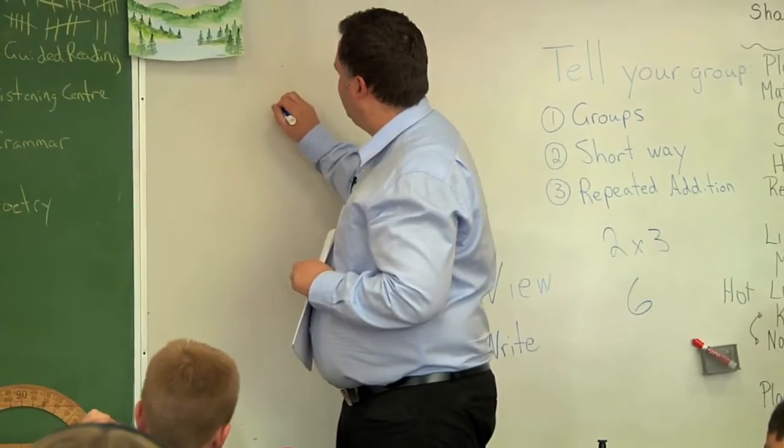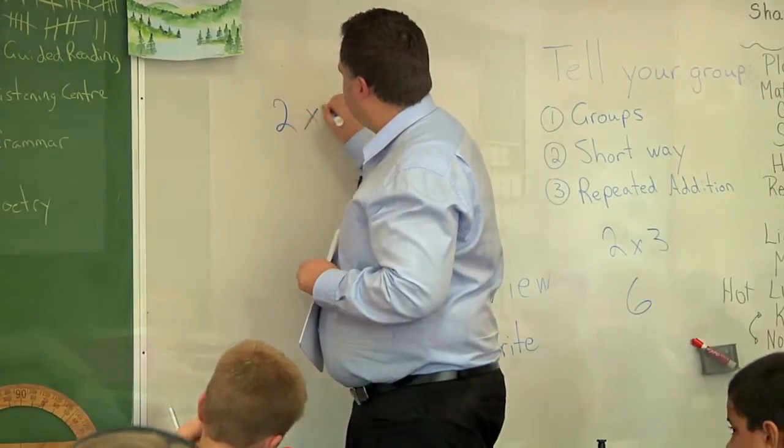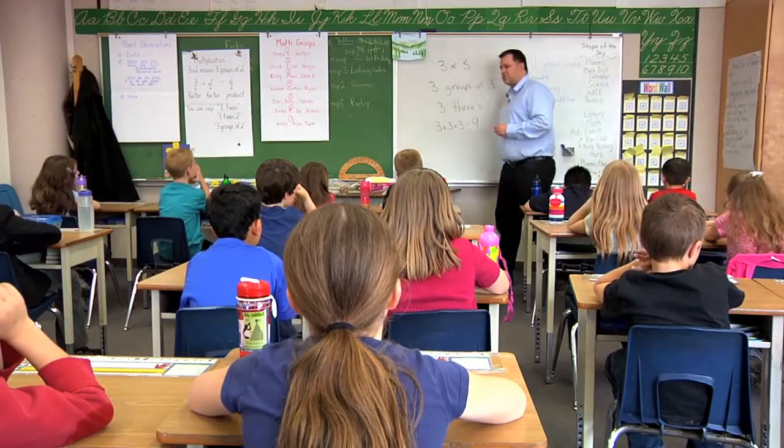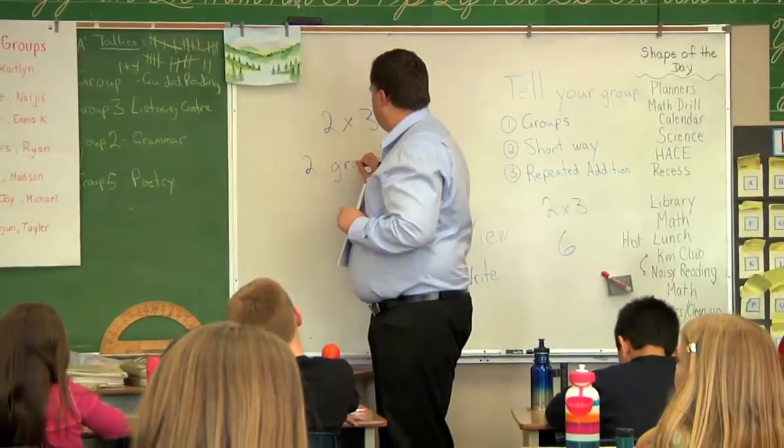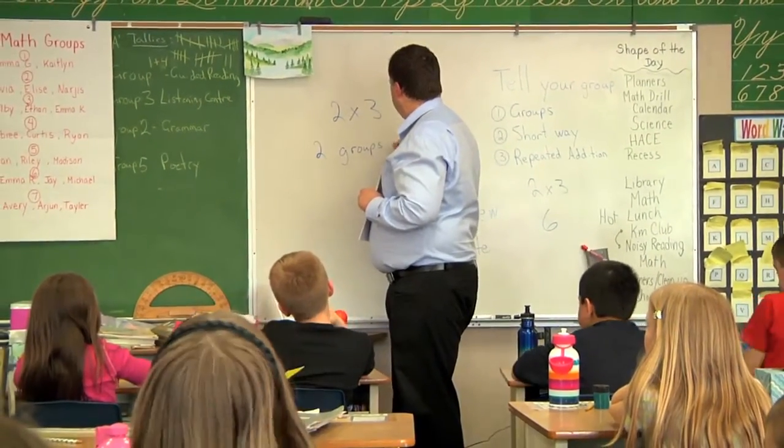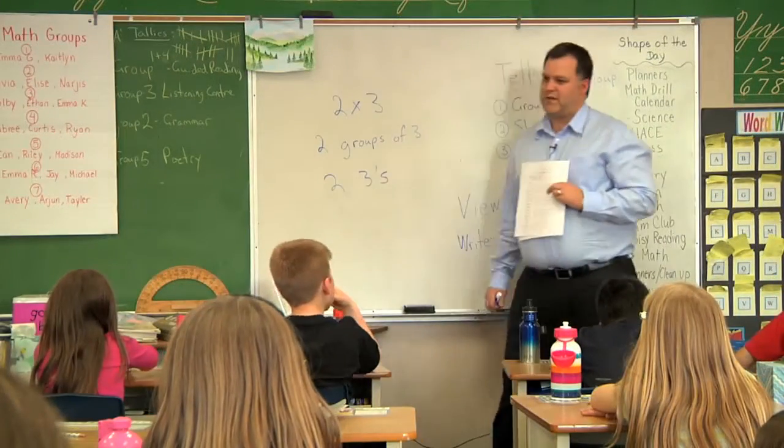So the first thing I did was I put the equation on the board. And then from there, I said, okay, show me that in groups. So create a mental picture in your head of what that would look like in groups. So 5 groups with 3 apples in each group. And then what's a short way that I could just look at that? 5 3s. And then repeated addition, 3 plus 3 plus 3 plus 3 plus 3.